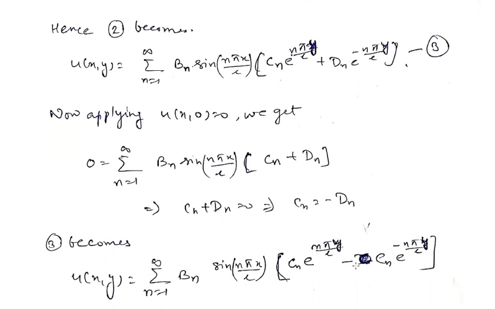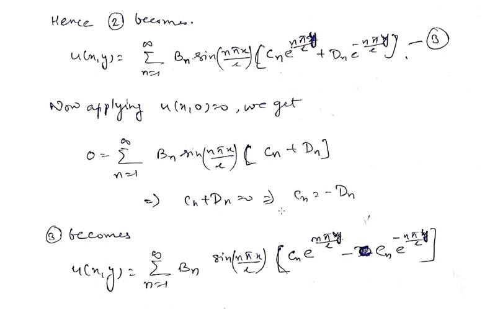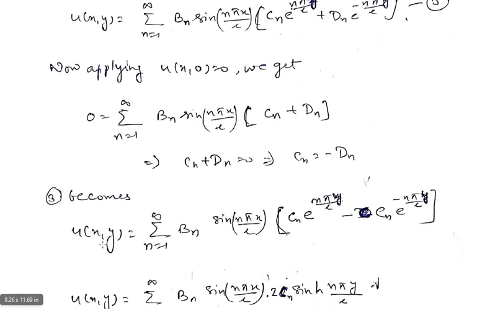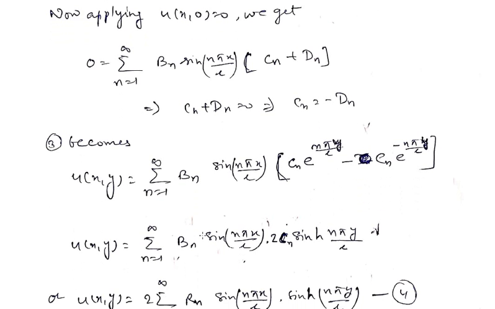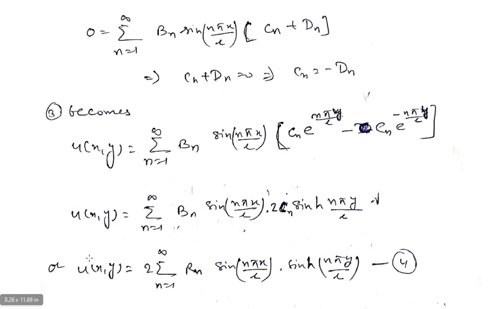So in equation number 3, replace d_n with minus c_n, we get this equation. From here, taking c_n outside, c_n into b_n becomes some other arbitrary constant, say r_n. So it becomes u(x, y) equals c_n into b_n becomes r_n sin(n pi x upon l), and here exponential n pi y upon l minus exponential minus n pi y upon l becomes 2 sinh(n pi y upon l). So here we get 2 r_n sin(n pi x upon l) into sinh(n pi y upon l).